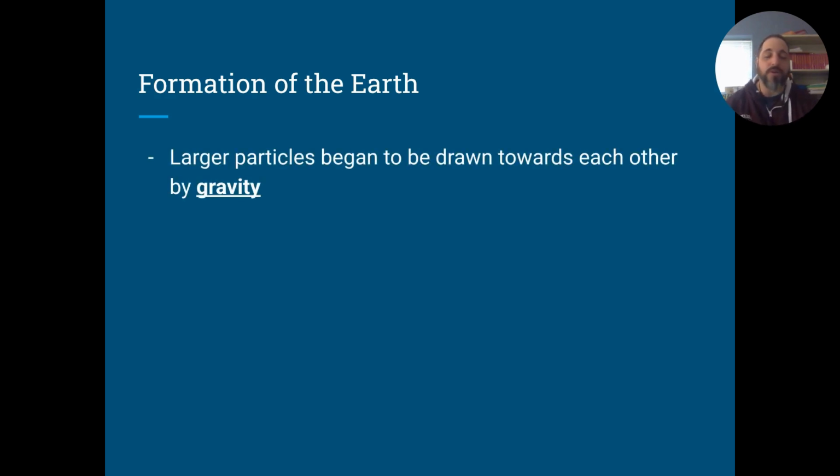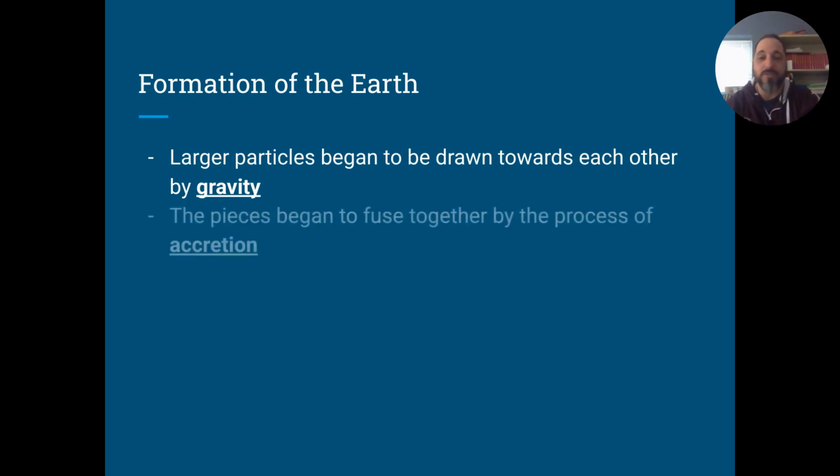So larger particles began to be drawn towards each other by gravity. They were attracted to each other. The pieces then begin to fuse together by this process known as accretion. Think about one piece sticking to another piece, then a larger piece, and eventually you get one piece that's bigger than everything else around it, and it's going to try to draw in all of the other material that's orbiting around the sun.